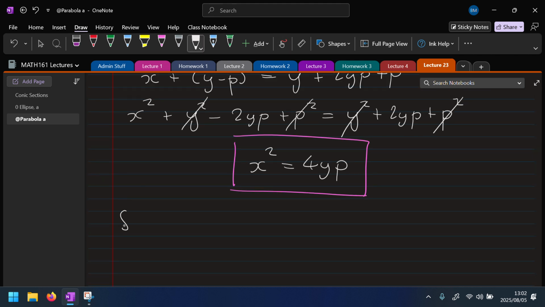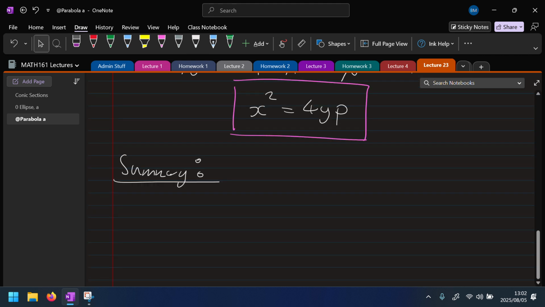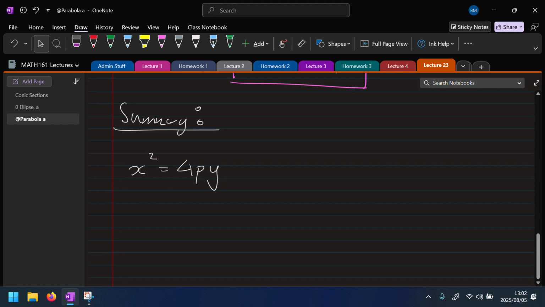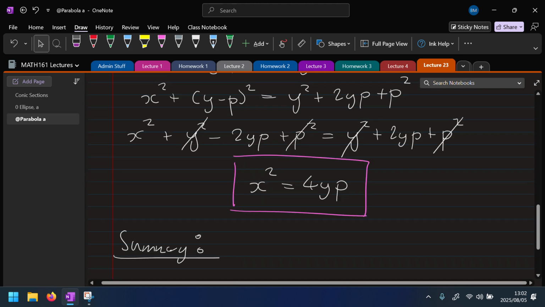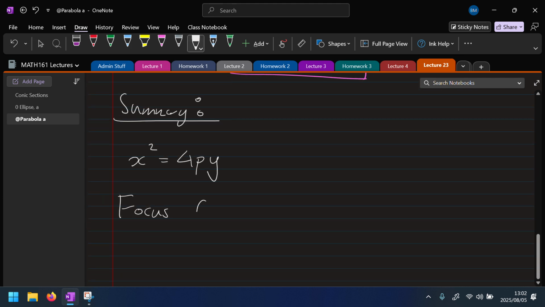Okay, next, just a summary. So again, the focal point, vertex, all that stuff. For a parabola, we have the equation x squared equals 4py. So you should be familiar with that equation. Then the focus, we had that right at the beginning. Let's call that F. That was at (0, p).